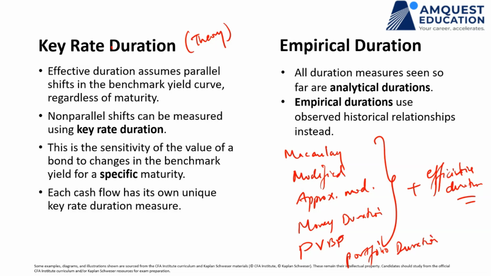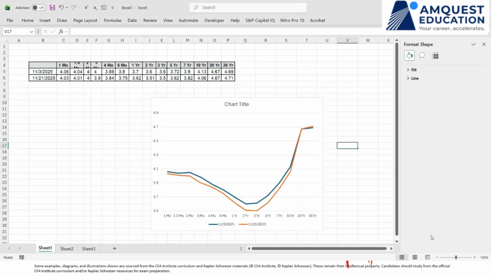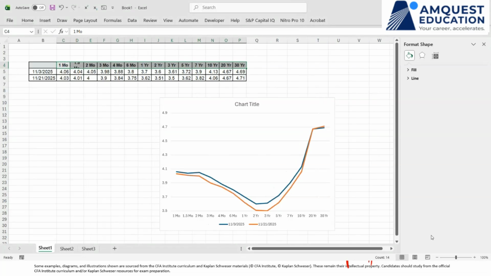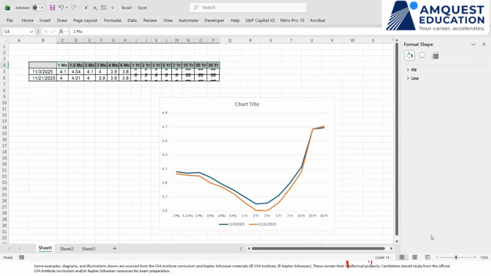So what is key rate duration? Well, effective duration assumes a parallel shift in the benchmark yield curve regardless of maturity, while non-parallel shifts can be measured using key rate duration. And in reality, the shift in the curve is non-parallel. It is not a parallel shift in the yield curve. If you look at our Excel sheet, you will notice that the change between each of these years is not the same. For each maturity, the change is not the same.